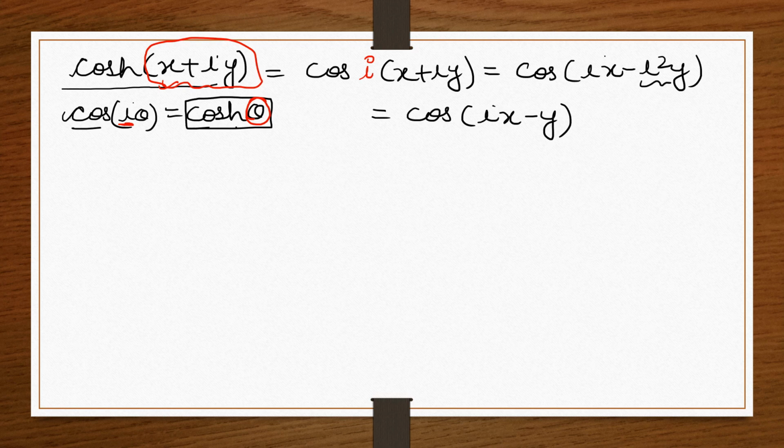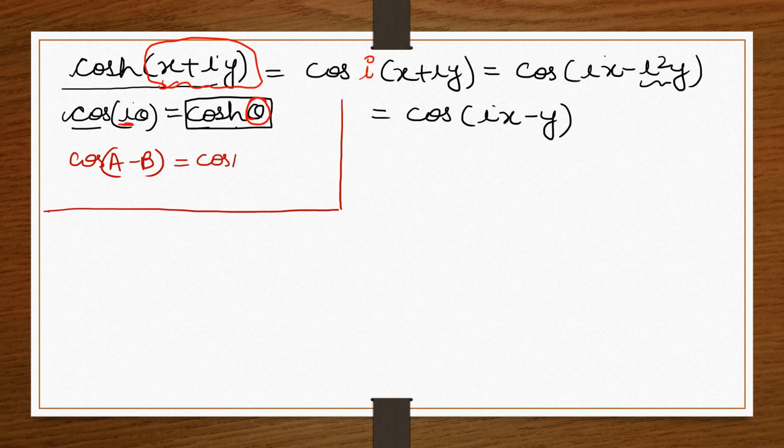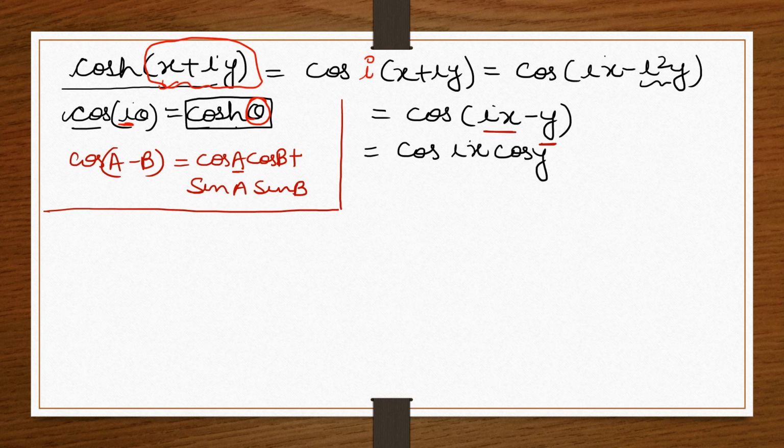Now apply the formula. Which formula? The cos A minus B formula. What is that formula? I'm writing the formula here. The formula is cos A cos B plus sin A sin B. Here A is iota x and B is y, right? So apply this formula. What will you get? Cos iota x cos y, and here we'll get plus sin iota x sin y.